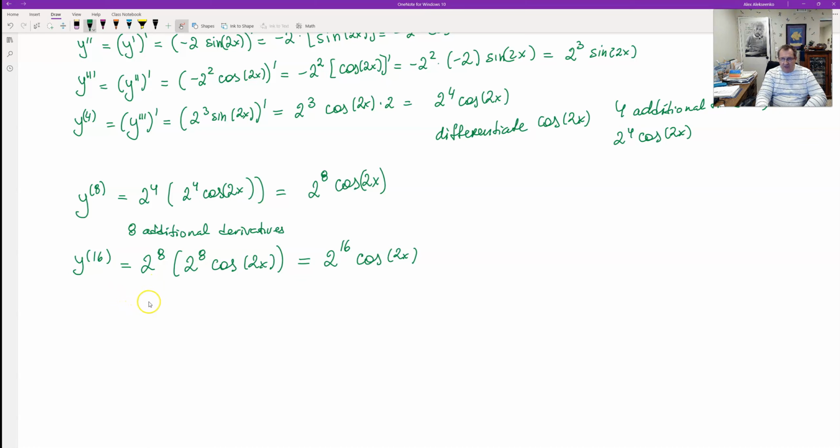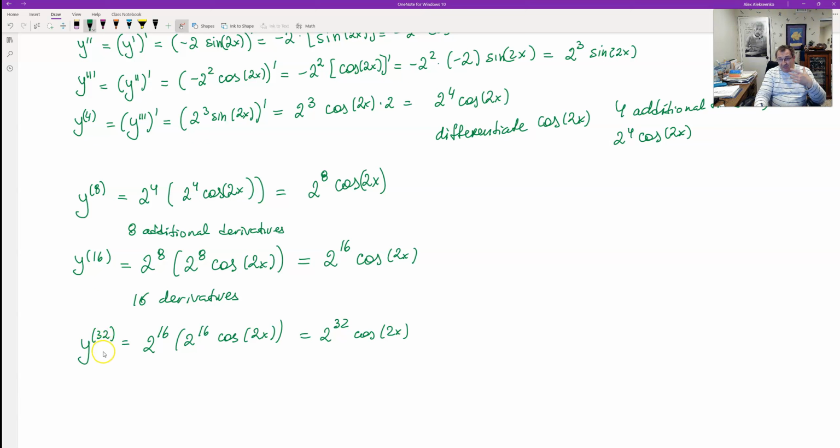Now, let me just make another leap. I will want to do an additional 16 derivatives. Now, you could continue by 8, but you'd have to do more steps, and I would like to go fast, right? So an additional 16 will get me to the 32nd derivative, and they will result in an additional 2 raised to 16 factor of cosine 2x. So 2 raised to 32 of cosine of 2x.